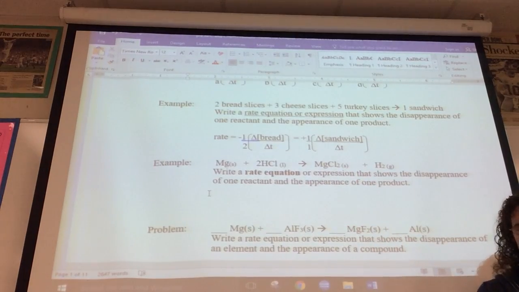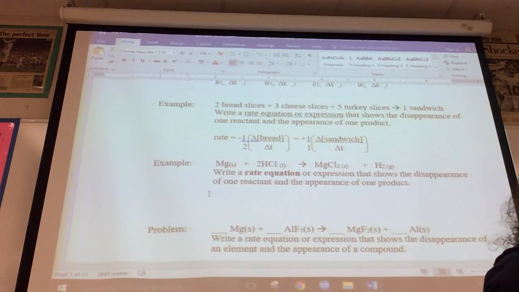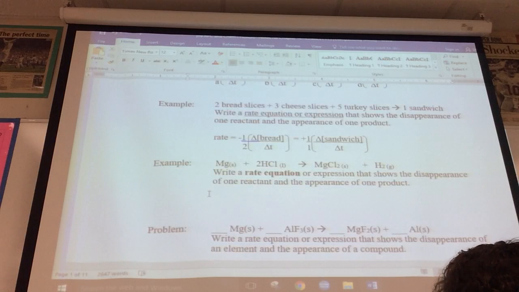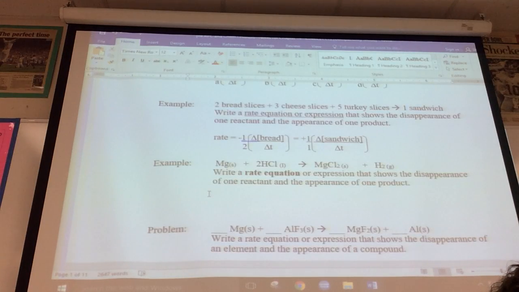And let's walk through a few examples together so you can see how this works. You'll be very successful with this. In the first one, we're reacting magnesium with hydrogen chloride. We're going to generate magnesium chloride and hydrogen gas. And we're going to write a rate equation or expression that shows the disappearance of one reactant and the appearance of one product.